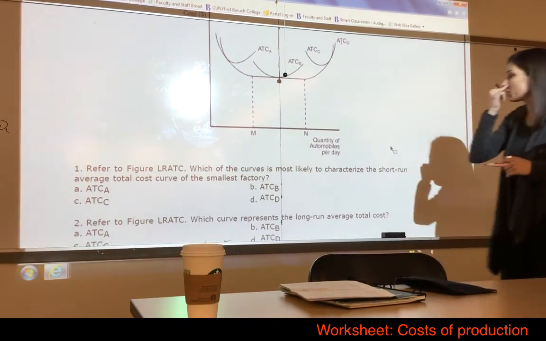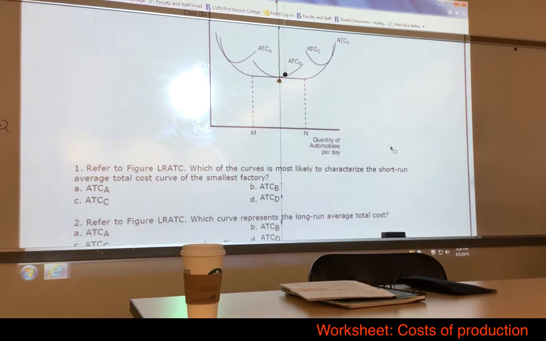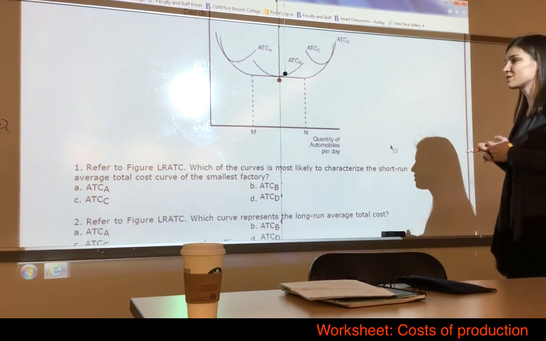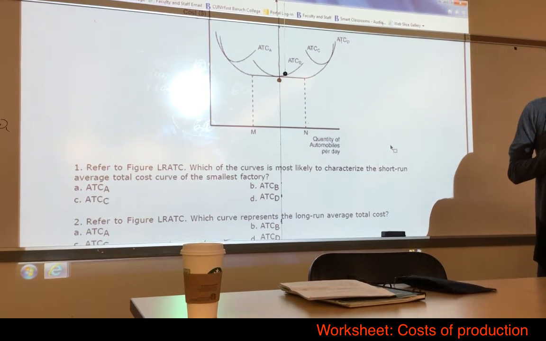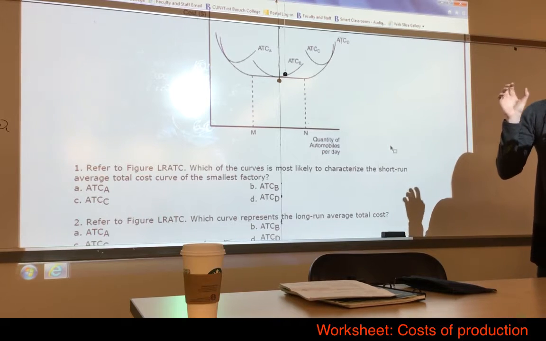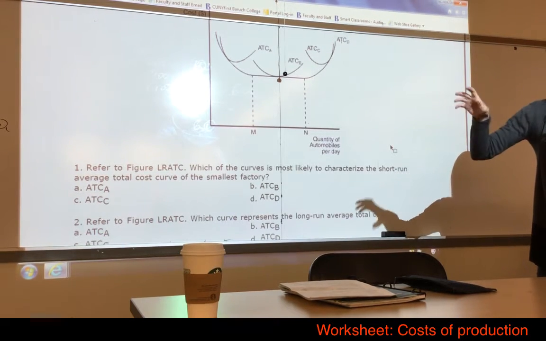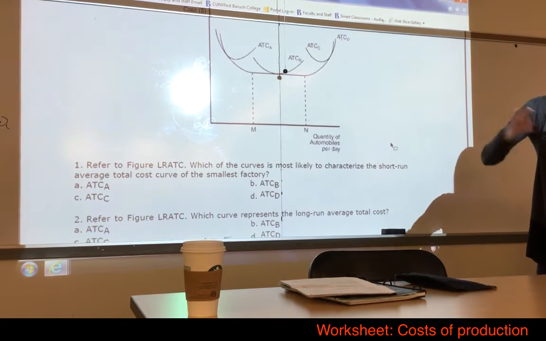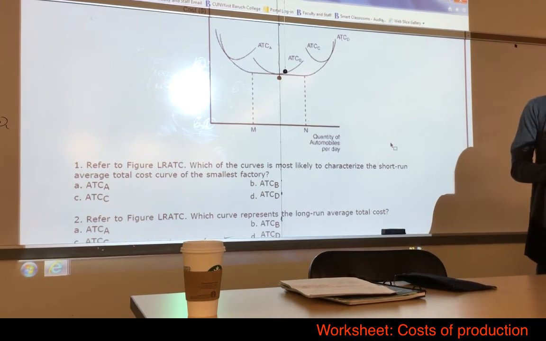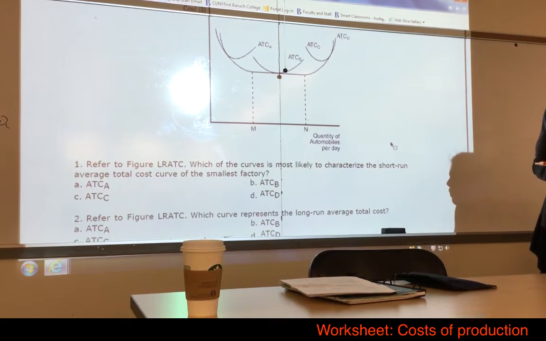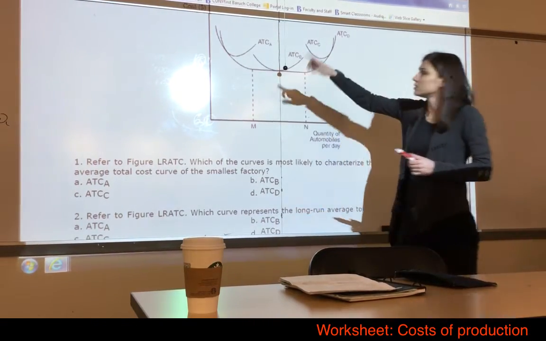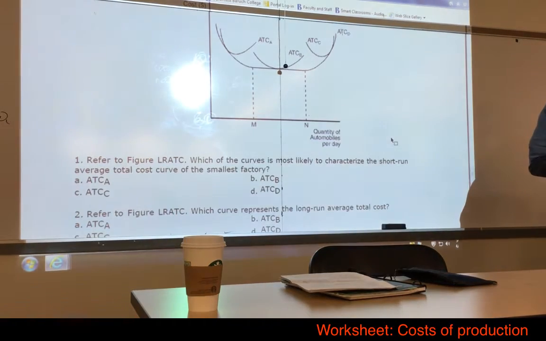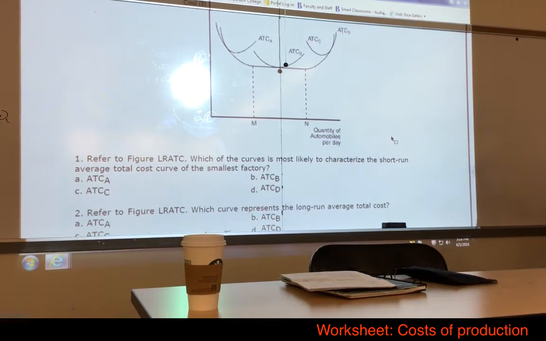So in this scenario, which of the curves is most likely to characterize the short-run average total cost curve of the smallest factory? Right, if you think of those as factory sizes, like the short-run ones, as different factory sizes that you're stuck in the short run with, but you can choose where to be on the long run. Which one is going to be the relevant curve for the smallest factory? And the curves are A, B, C, and the D is the big one. So which one? What does small factory imply?